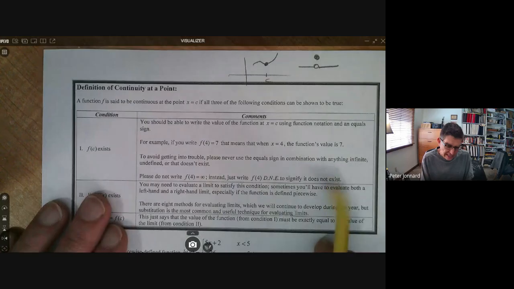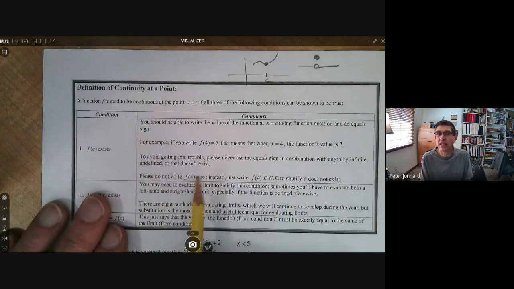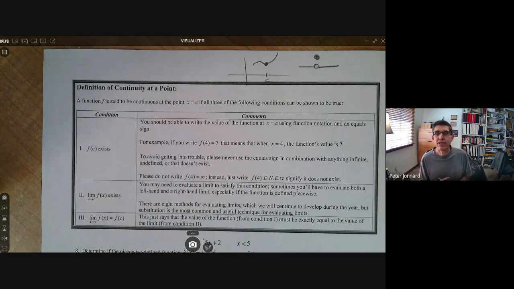Okay, so to avoid getting in any trouble in this class, please never use the equal sign in combination with anything infinite, undefined, or anything that does not exist. Just avoid it, okay? Your textbook does it from time to time with limits, and I just wish they would not do that. Some people do it. I'm telling you, if you avoid using the equal sign with infinity, you will avoid a ton of problems and issues that can come up, okay?